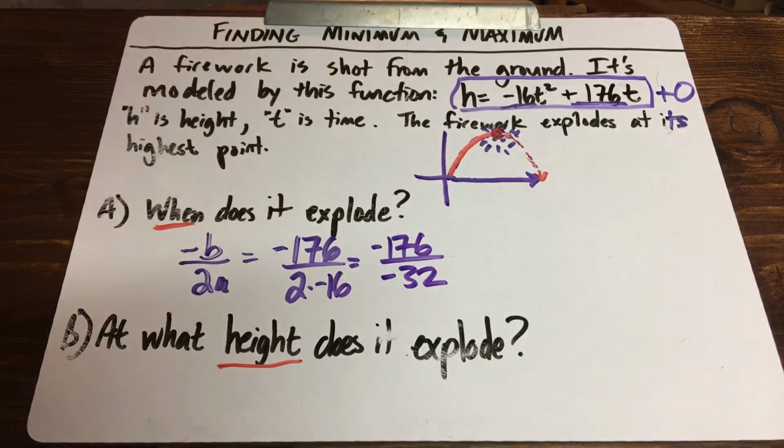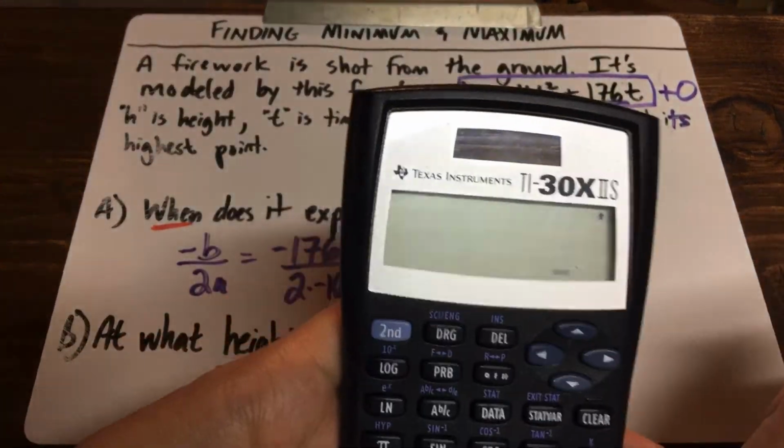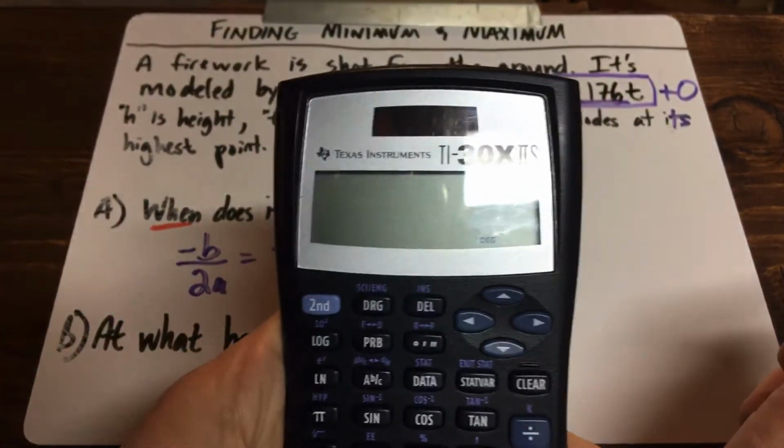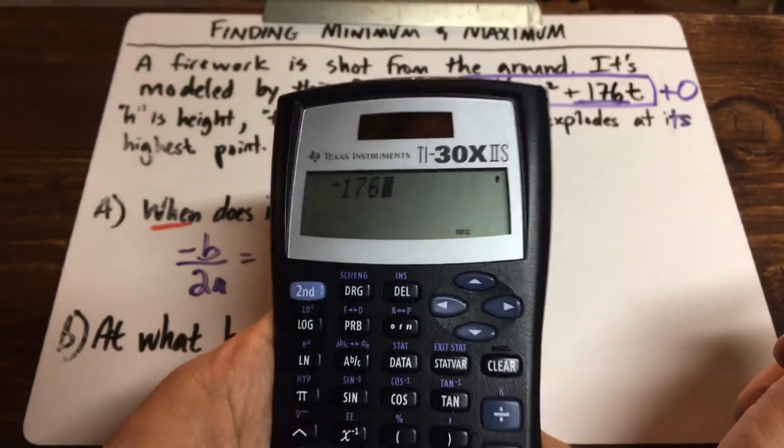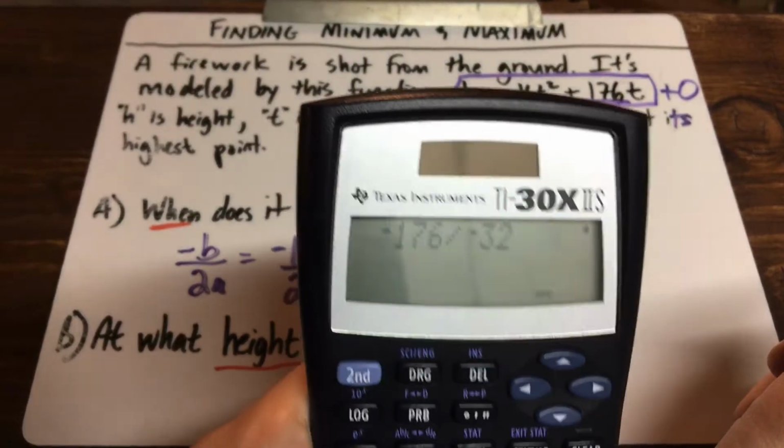I'm going to use my calculator for this because this is a little bit tougher. So here's my calculator. I'm going to do -176 divided by -32. Hope you can see that.